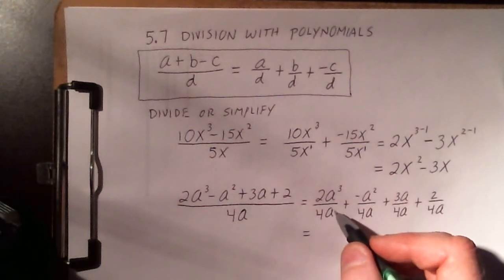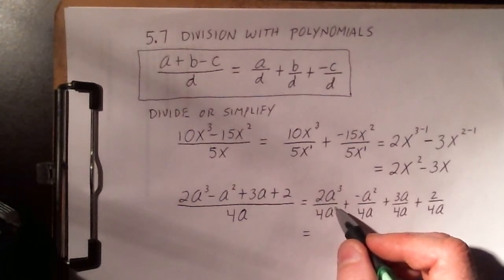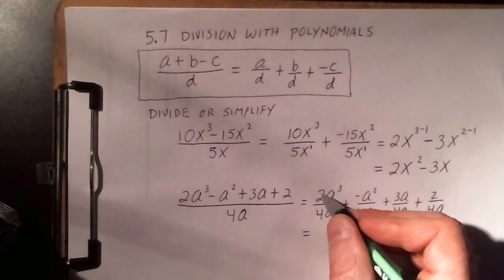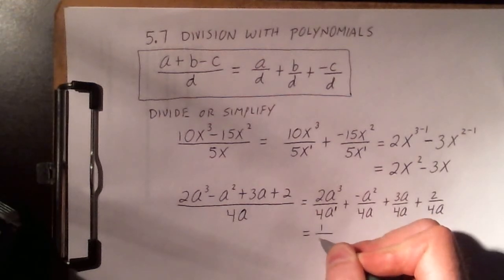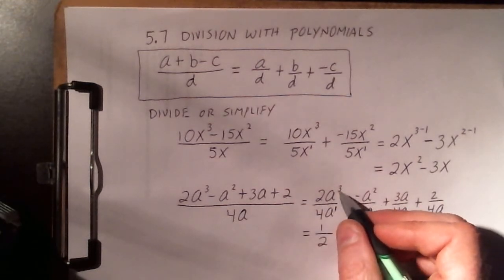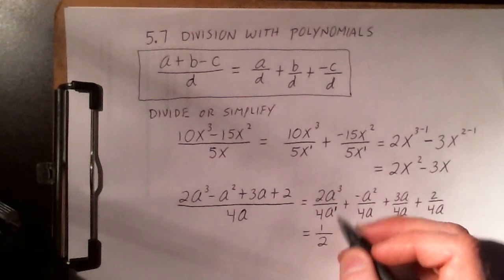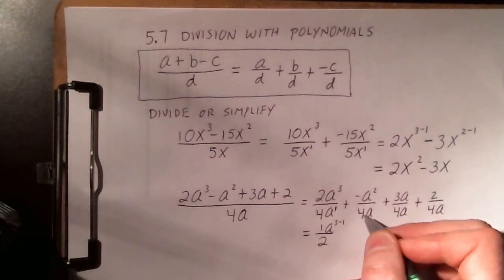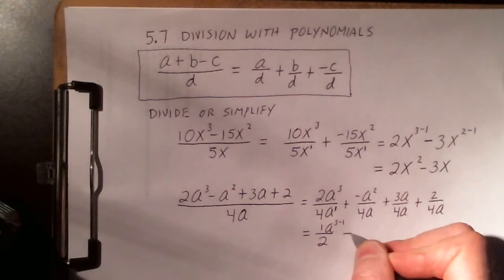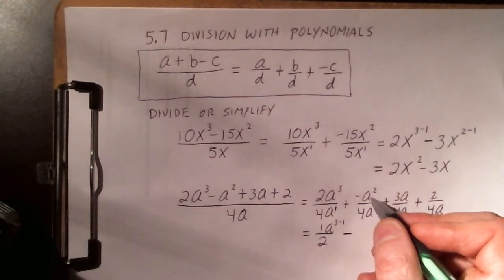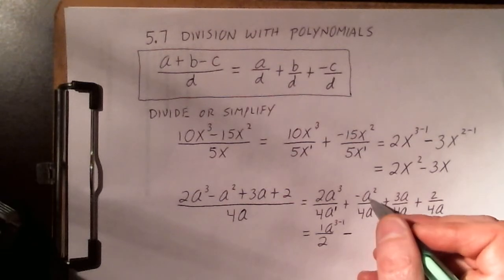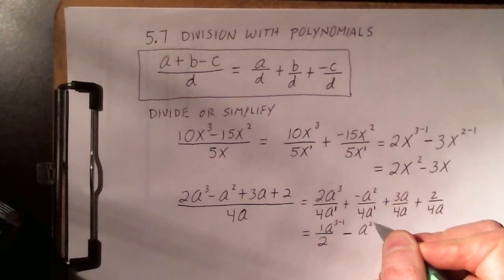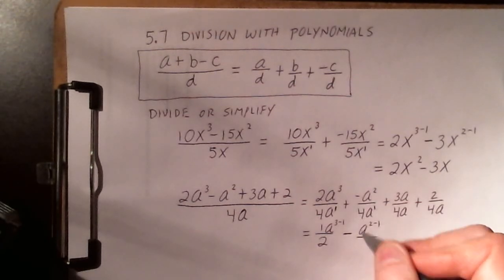Now to further simplify, we just reduce each of these fractions. So 2a cubed divided by 4a, 2 over 4 reduces down to 1/2. And then we have a cubed divided by a to the first power, which is a to the 3 minus 1 power. Here we have a negative divided by a positive, so this whole quotient will be a minus, so I'll just put a minus. And then we have a squared divided by 4a. Well, a squared divided by a to the first power is a to the 2 minus 1 power. And we still have the 4 down here.